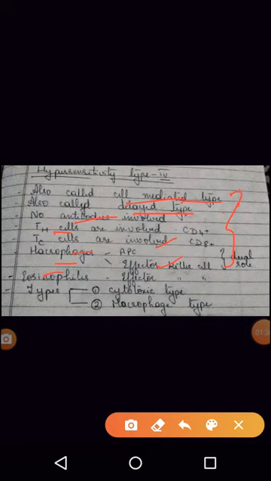Now type 4 can be categorized into two main types. Hypersensitivity type 4 is of two types, that is cytotoxic type and macrophage type. From the name itself, I think you can understand: cytotoxic type means the T cytotoxic cells are involved here, and macrophage type means macrophages are involved here.